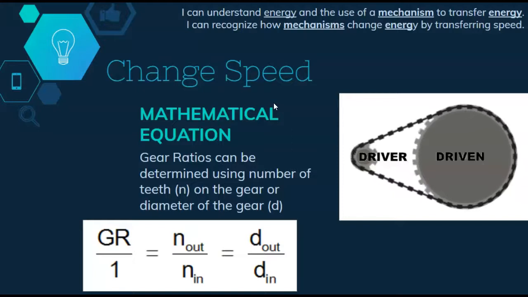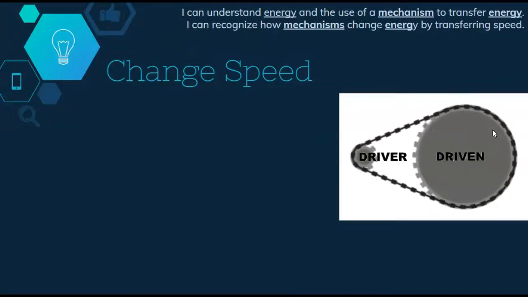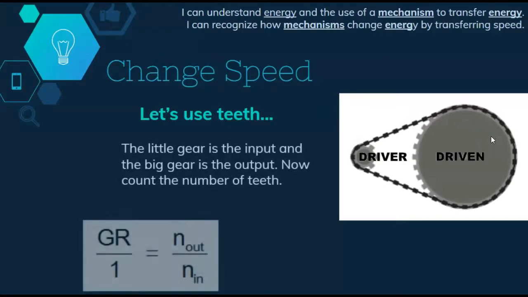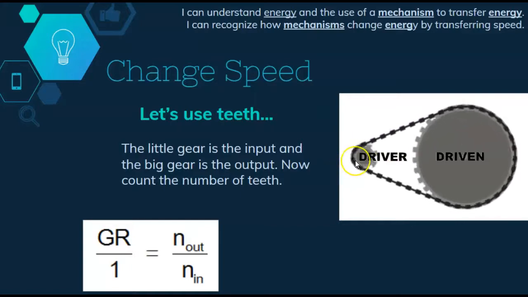And engineers will often also use the diameter, the D, the diameter of one gear and compare it to another gear. So how do we do that? We're going to use the teeth. It's really easy to count the number of teeth on a particular mechanism to figure out if we're going to be changing speed. So we're just going to use one portion of the equation. We're going to use the little gear as our input gear, and we're going to use the big gear as our output gear, and we're going to count the teeth.